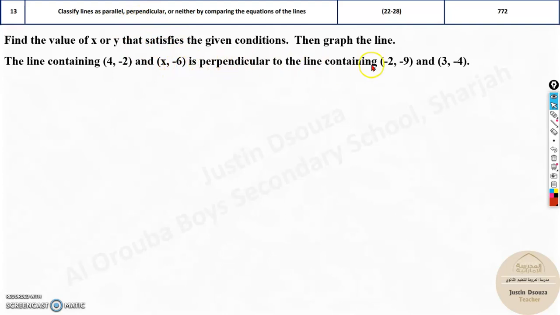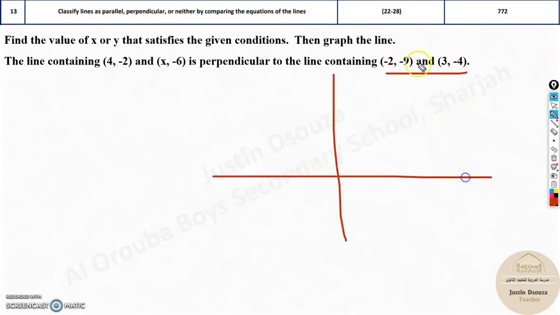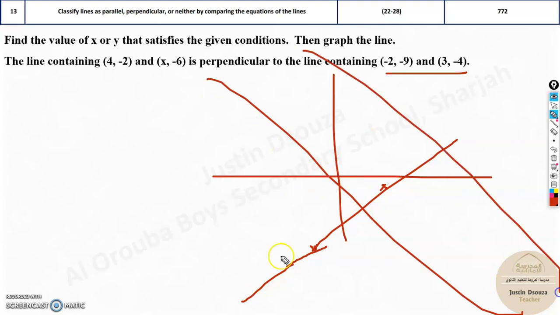This is perpendicular to this particular line. So this is the given line. Now they have told there are 2 points: (-2, -9) somewhere over here, and (3, -4) somewhere over here. So this is one line. We have to draw a line perpendicular to this. It'll be something like this, right?